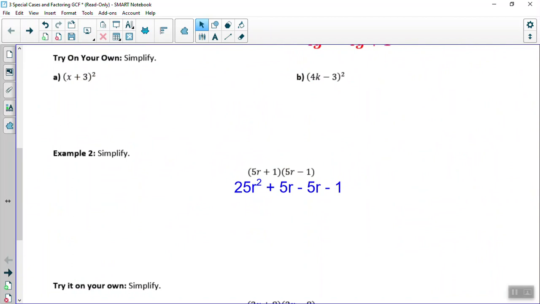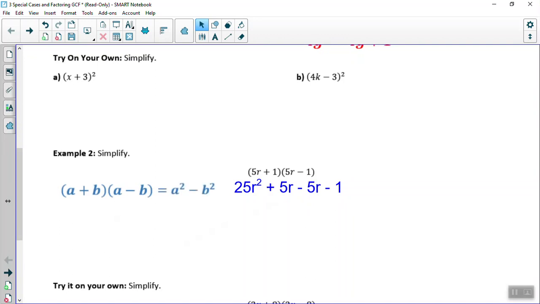5r times 5r gives us 25r squared. 5r times negative 1, oh, this one actually went backwards. This one did the 1 times 5r gave us positive 5r. Then the 5r times the negative 1 gives us the negative 5r, and then the 1 times negative 1 gives us negative 1.